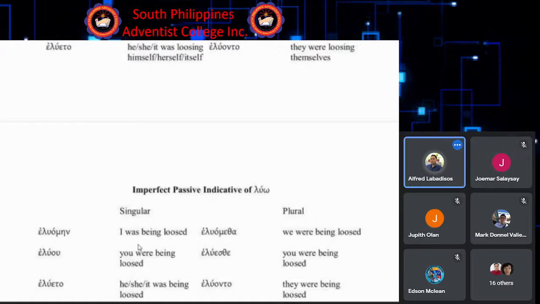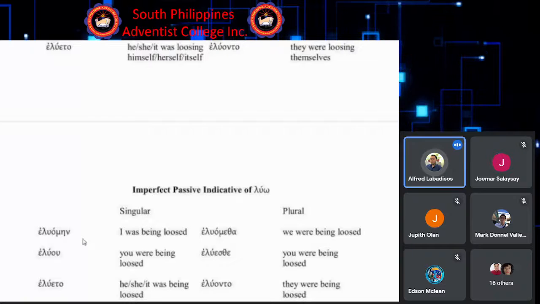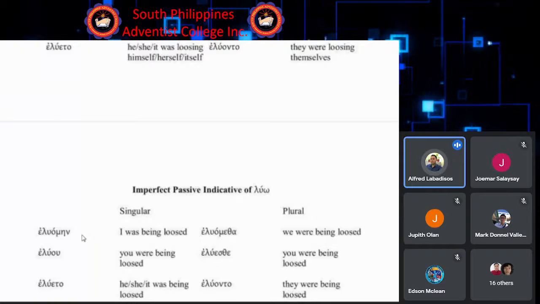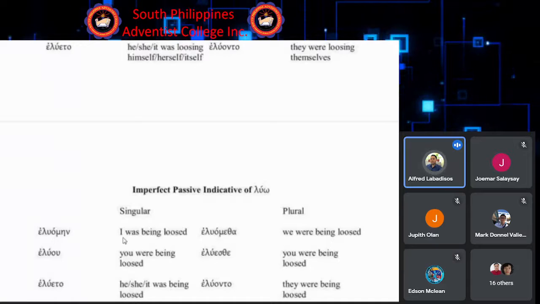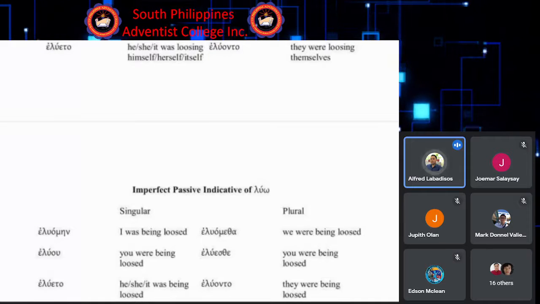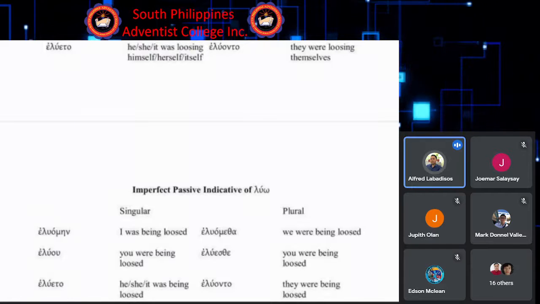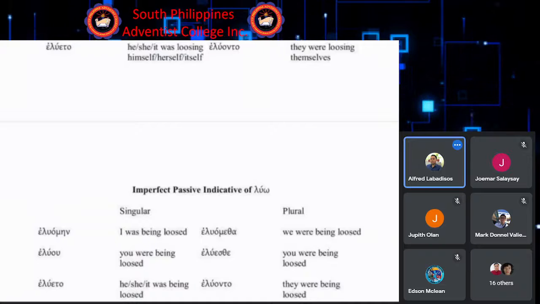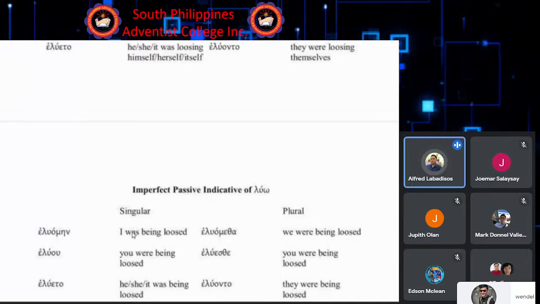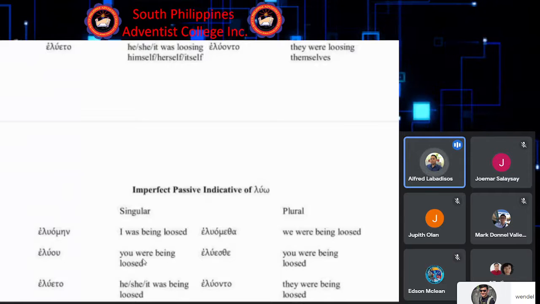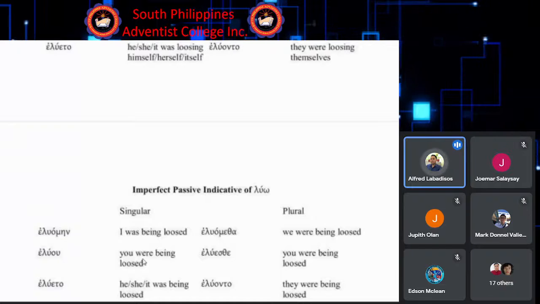Since this is passive, the subject is being acted upon, or the subject is the recipient of the action. For example, here we have eluomen, I was being loosed. So you use "being," which is the verb to be. I was being loosed signifies that this verb is in the passive form.